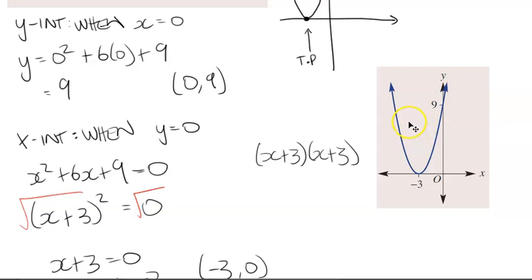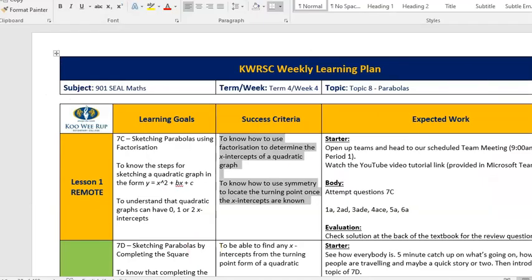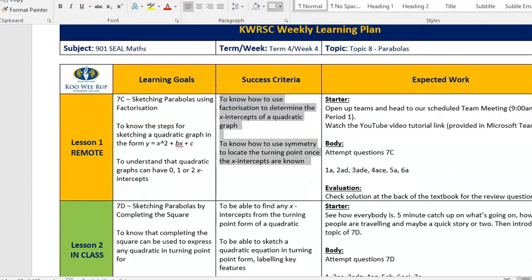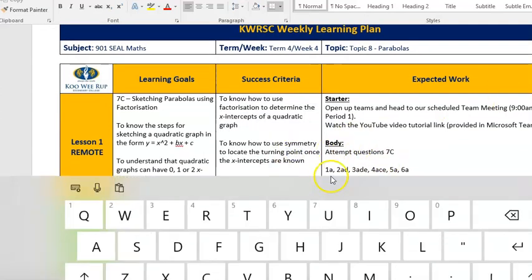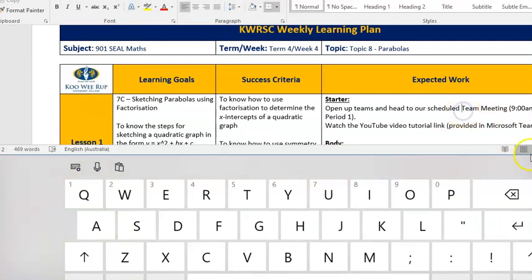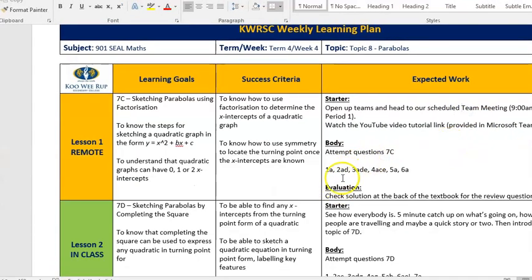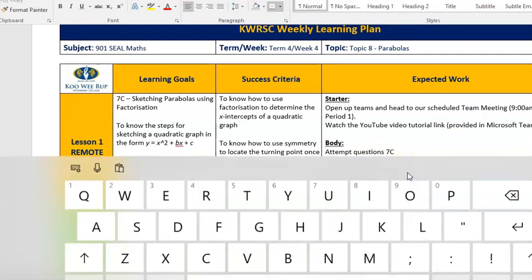Alright guys, that is the last example. You're going to go ahead and attempt the questions that we have here. Questions from exercise 7C: 1a, 2ad, 3ade, 4ac, 5a, and 6a as an extension if you want to attempt it.